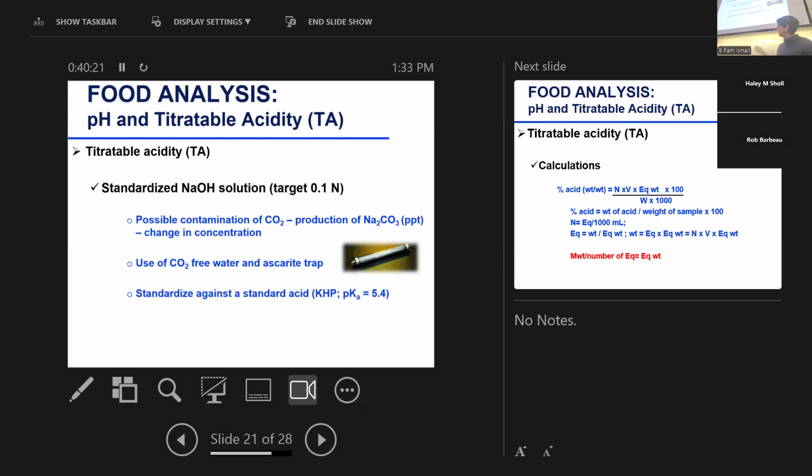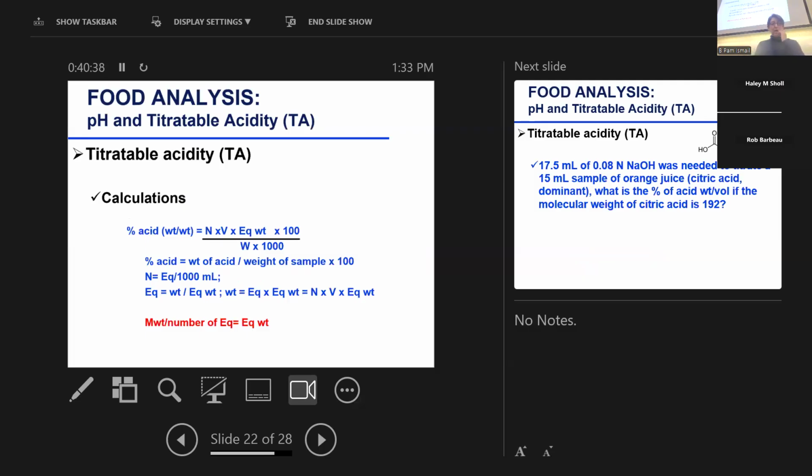So we standardize it. You're going to standardize it against a standard acid called potassium acid phthalate. There is a process that you follow in the lab to standardize your NaOH with potassium acid phthalate.